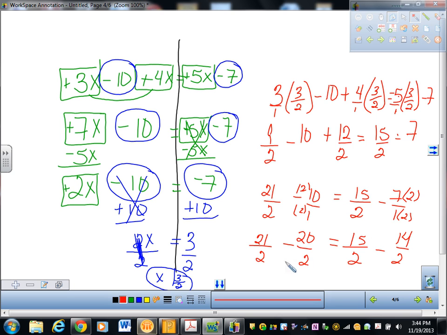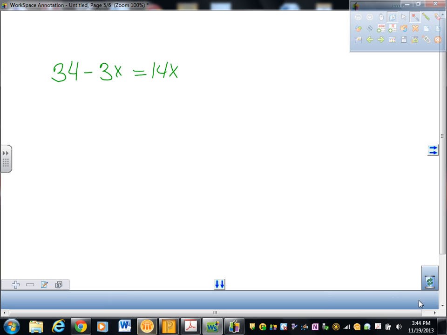21 minus 20 is 1. I keep the denominator the same. And 15 minus 14 is 1, and I keep the denominator the same. I've got a half equals a half, which means that my answer over here is correct. Okay, let's do another one.